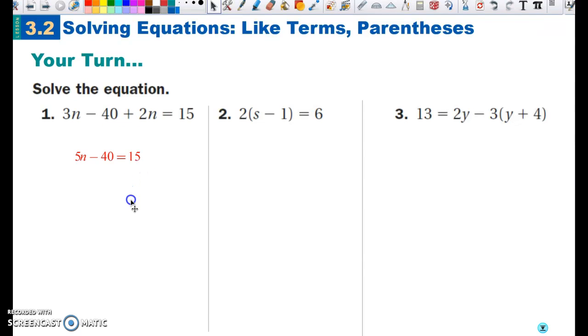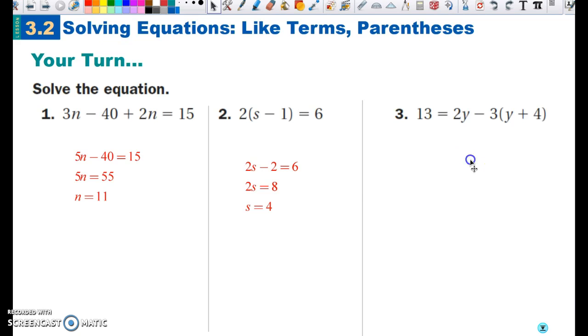So, in the first example, I combine the like terms, 3n and 2n. I add 40, divide by 5, n equals 11. Multiply both parts of the quantity by 2. 2s minus 2 equals 6. I add 2 to both sides. s has to be 4. You could check by putting s into the equation. 4 minus 1 is 3. 2 times 3 is 6.